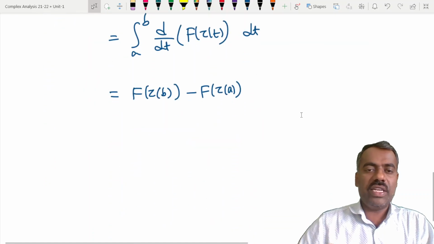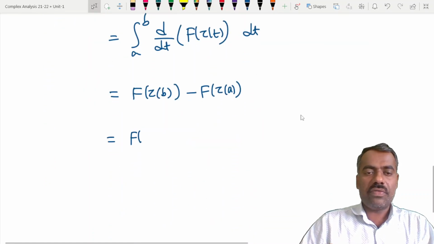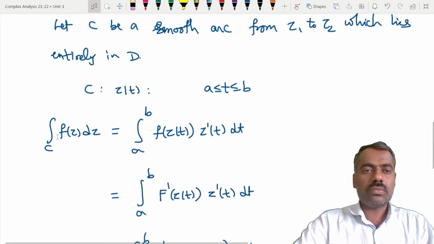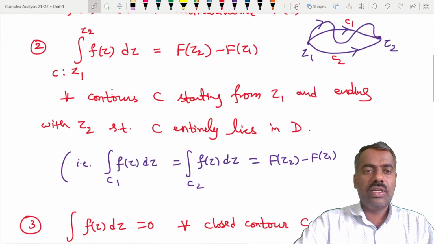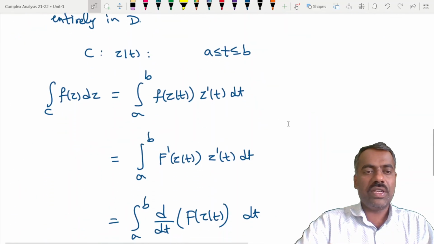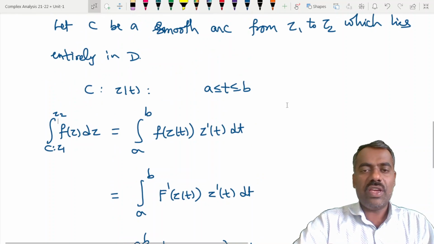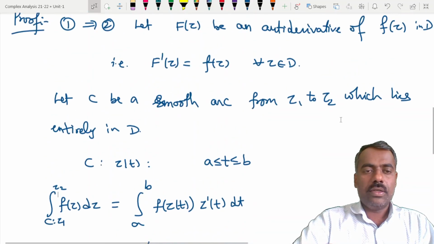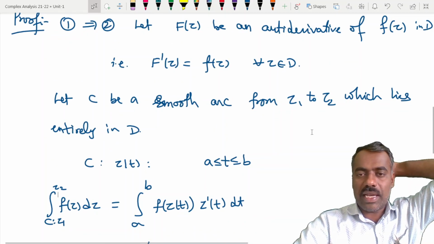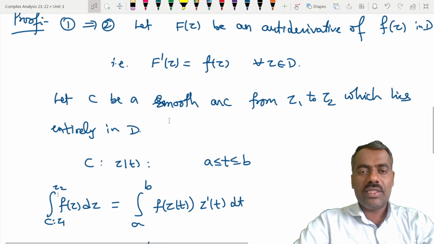That means z(b) is z2. This is F(z2) minus F(z1), right? So therefore, the integration over C, which is starting from z1 to z2, is nothing but F(z2) minus F(z1). So if we want to write here from z1 to z2, that means our z(a) is z1, z(b) is z2. So you can see that which path you select is not a problem. Now this is a smooth arc.